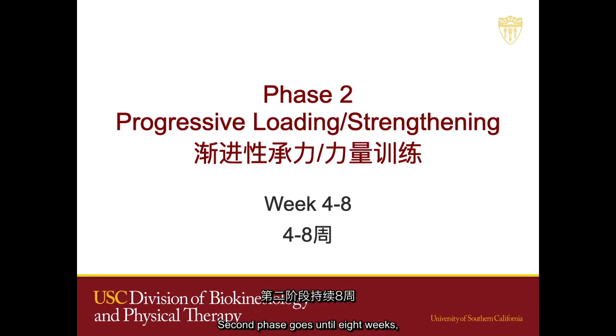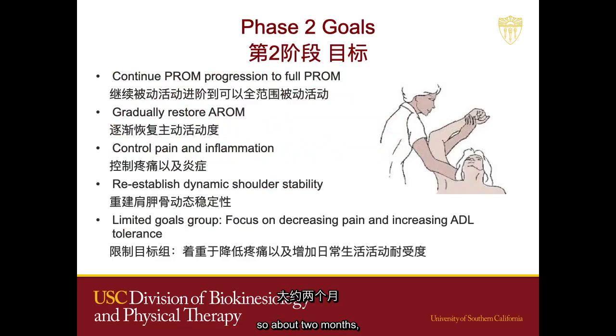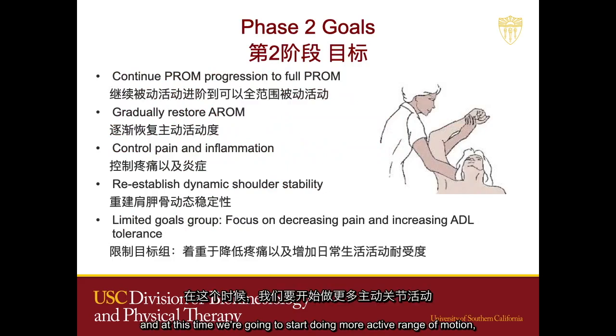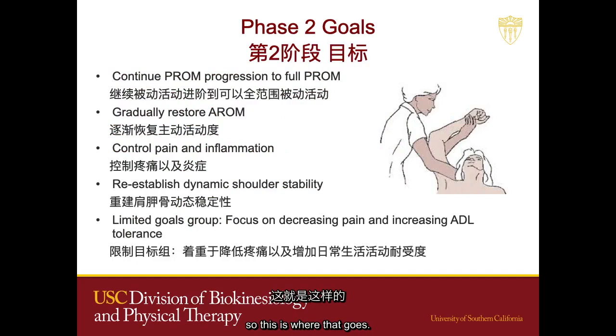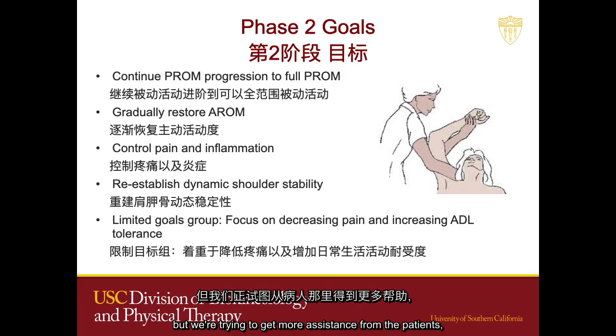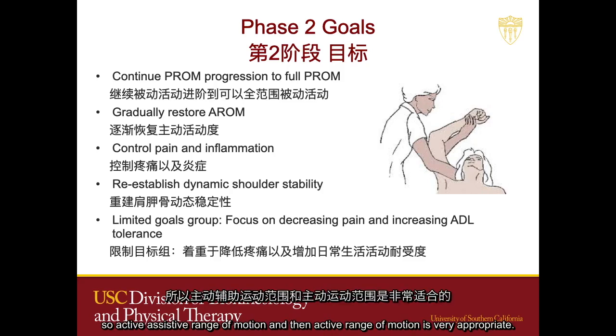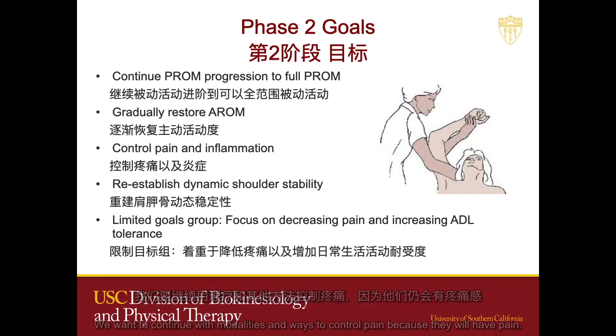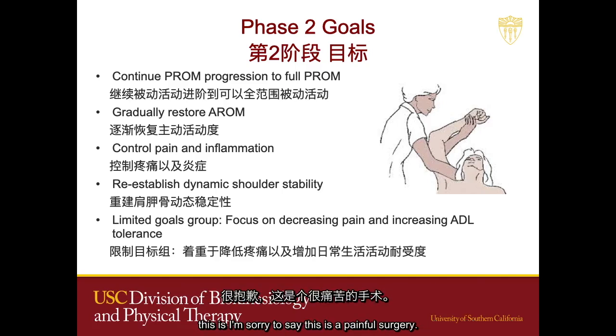The second phase goes until 8 weeks, so about 2 months. And at this time, we're going to start doing more active range of motion. So this is where that goes. Passive range of motion will continue, but we're trying to get more assistance from the patient. So active assistive range of motion, and then active range of motion is very appropriate. We want to continue with modalities and ways to control pain because they will have pain. I'm sorry to say, this is a painful surgery.